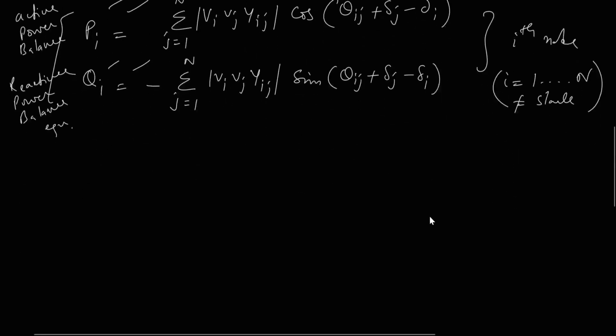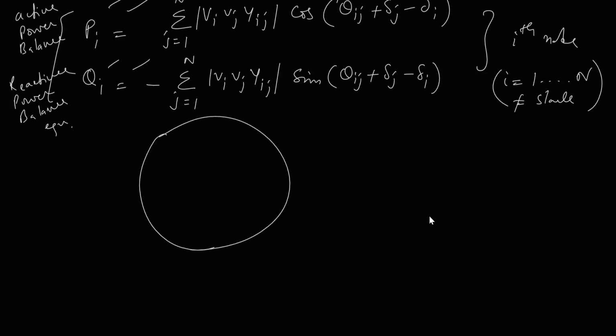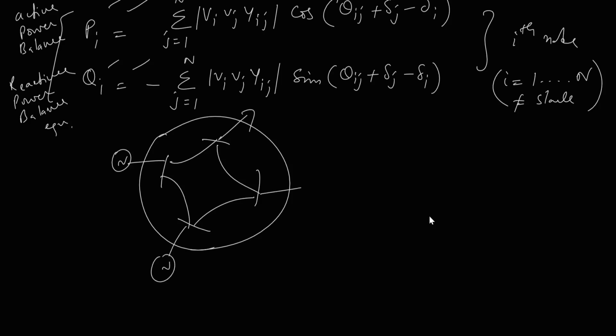Now, as I said, the system has both generator buses and load buses, right? So this is the slack bus, this is the generator bus, and these are the load buses, right? I can write it down in a tabular column also.